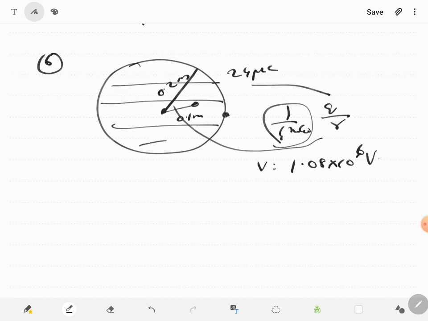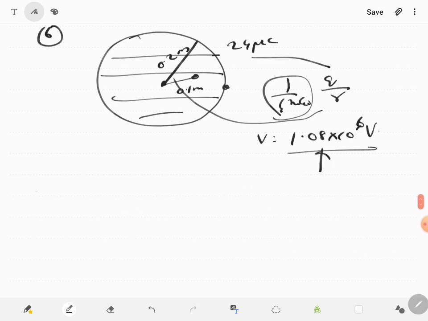It's an equipotential surface. What is on the surface is what is inside, so inside also is the same answer. So let's go to example 7.